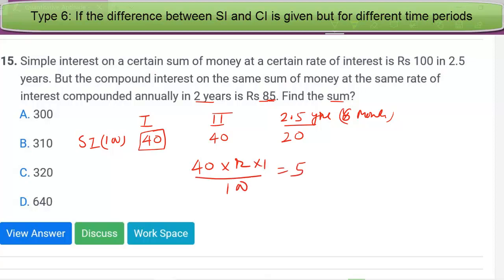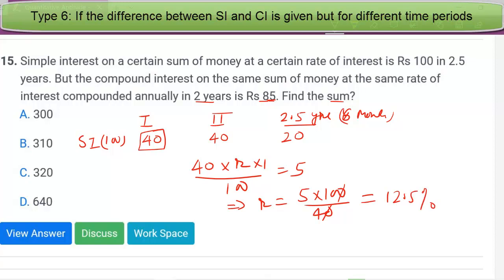So with the help of this we can directly calculate R is equal to 5 into 100 divided by 40. So this calculation is also very easy. So 50 by 4, which is 12.5%. So rate of interest is 12.5%.